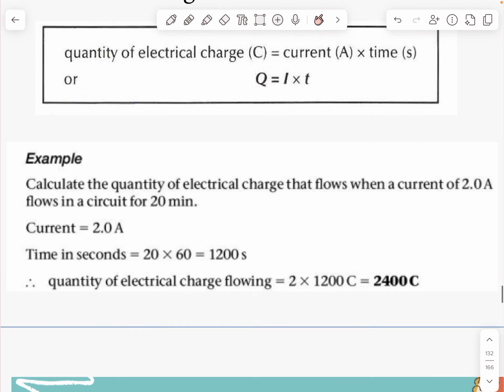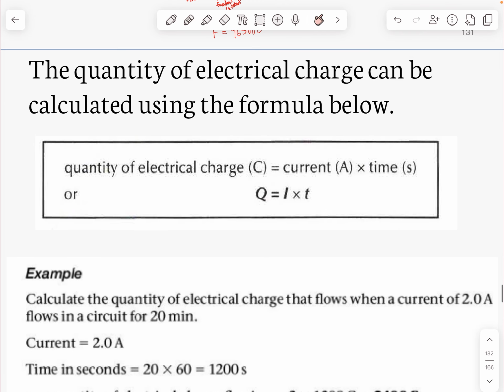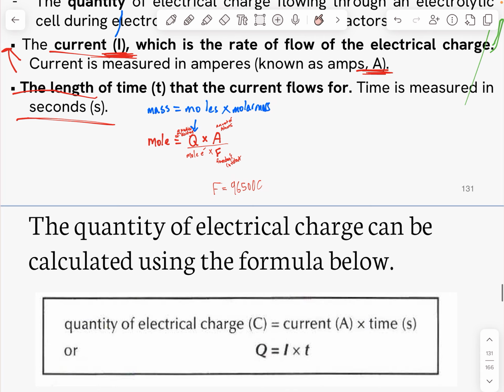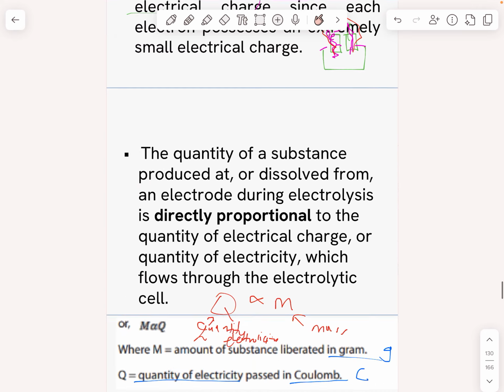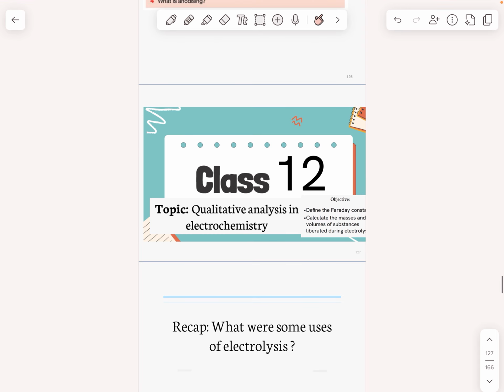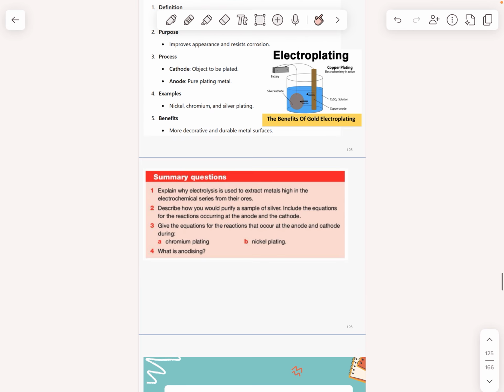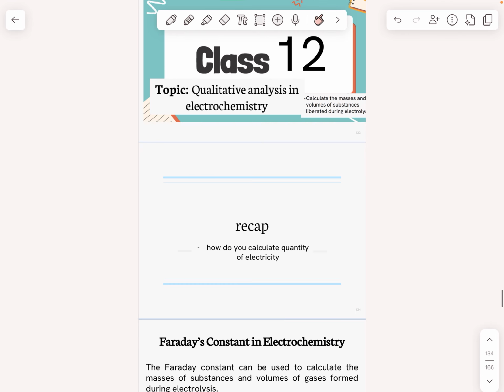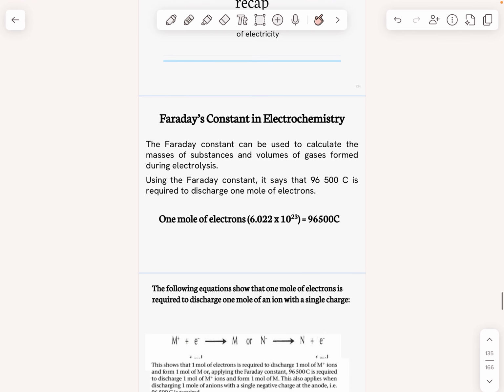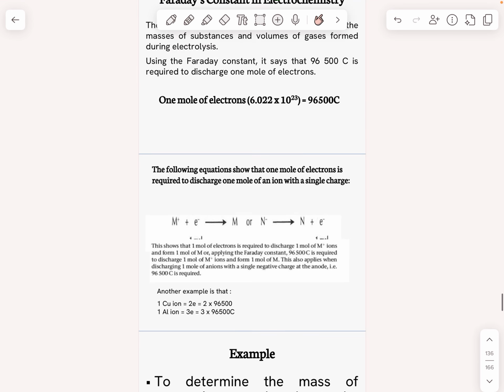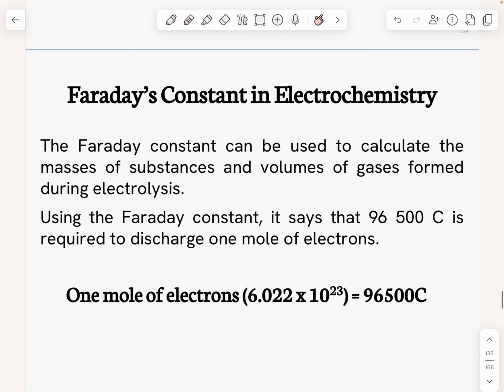Alright, let me just scroll a little. And note that Faraday's constant, as it says, is a constant. It will always be that value. So it will always be 96,500 coulombs. I don't have the information here, do I? No, I don't have Faraday's constant here. Yes, I do. How did I miss all of this? Right. Now, for Faraday's constant, here it is.